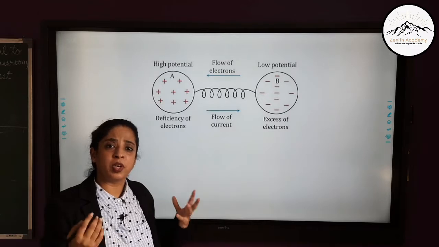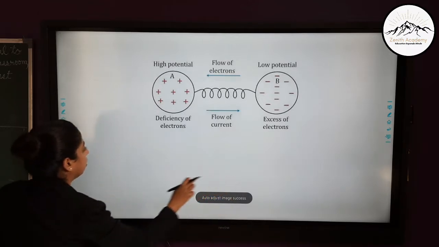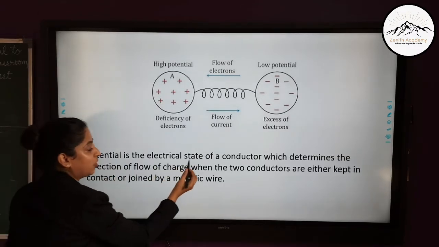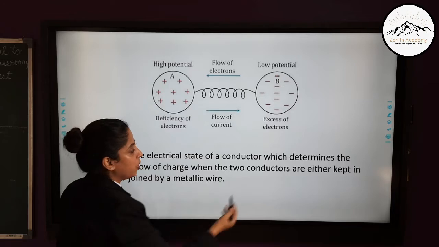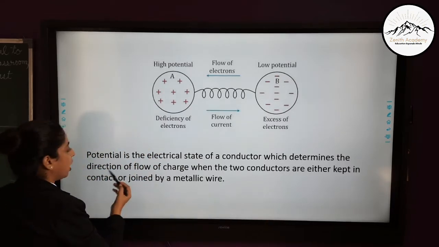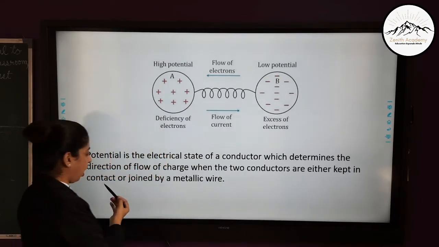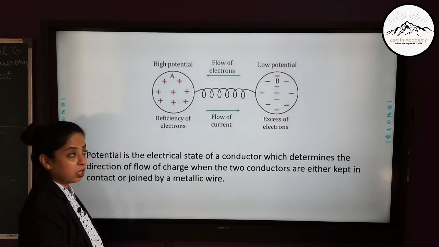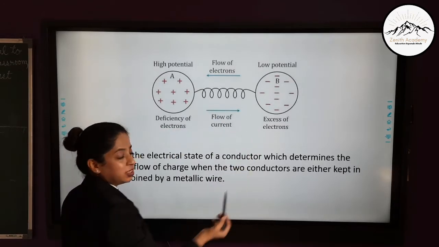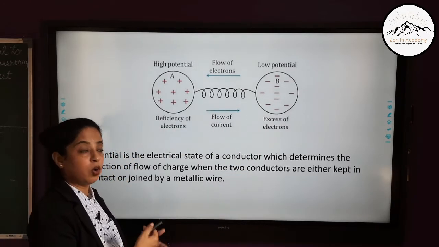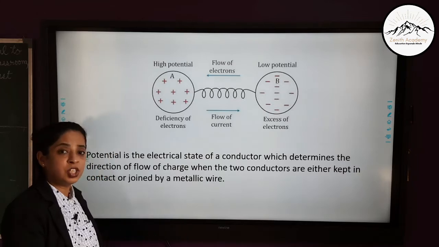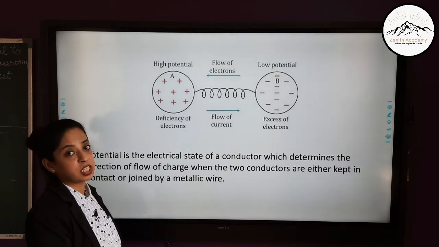So what is this potential that we are talking about? Potential is the electrical state of a conductor which determines the direction of flow of charge when two conductors are either kept in contact or joined by a metallic wire. So when these two conductors are joined by a wire or kept in contact, then it is the potential that determines where the charges will flow.